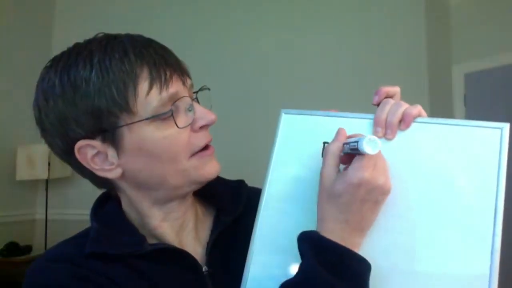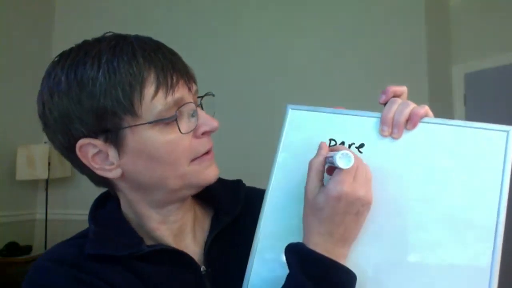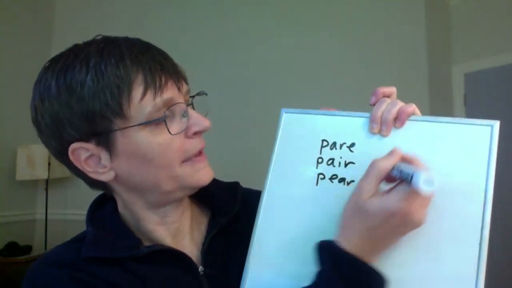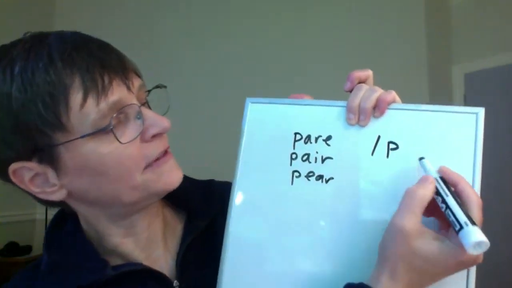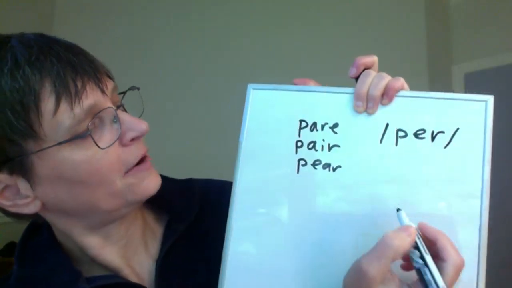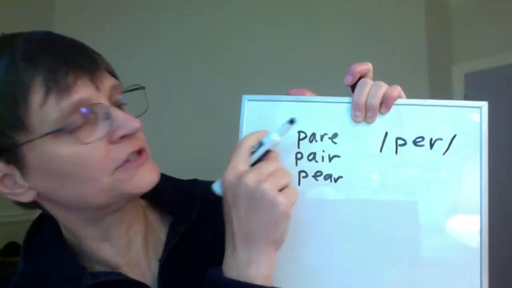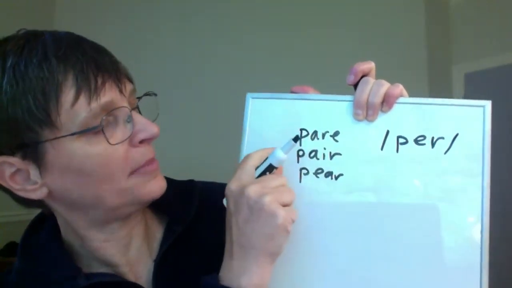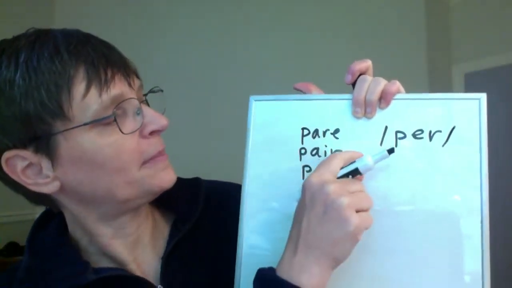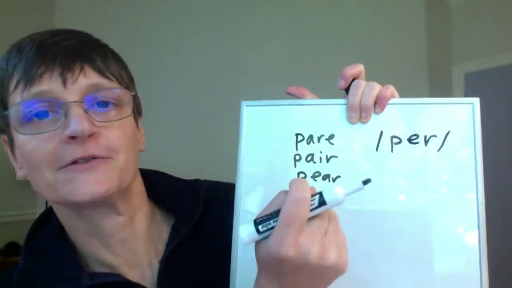I have another good example of homophones, which is pair, pair, and pair. And so the sounds in these words are the p, the a, and the r. So this is pair to cut something up, pair as in two people, and pear the fruit. So the pair of us are going to pair some pears.